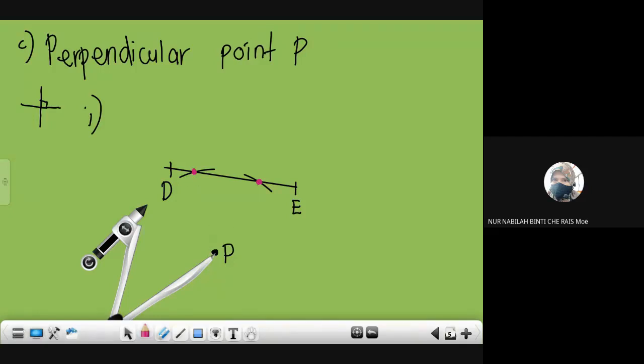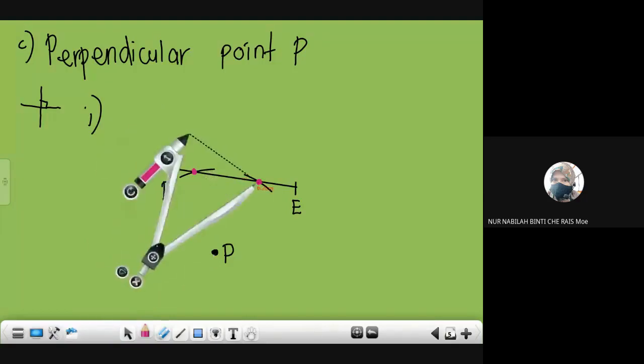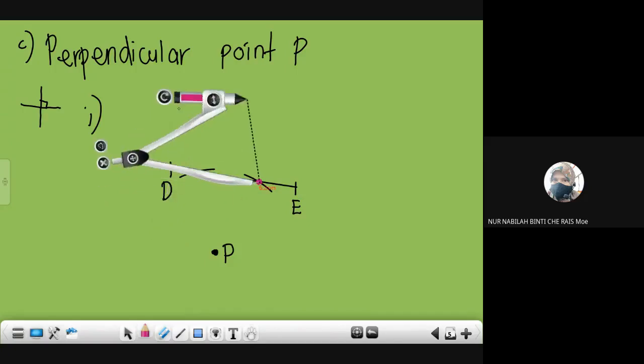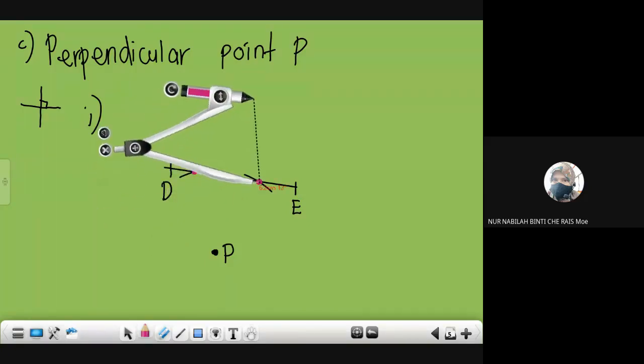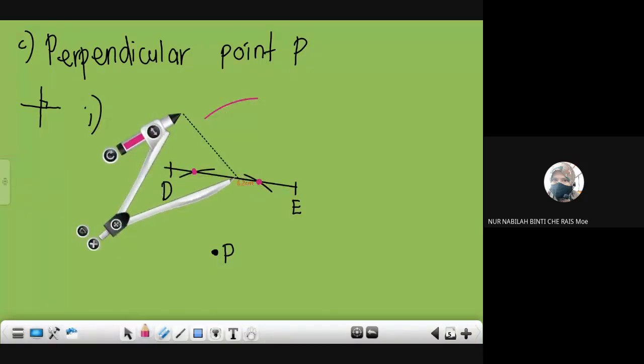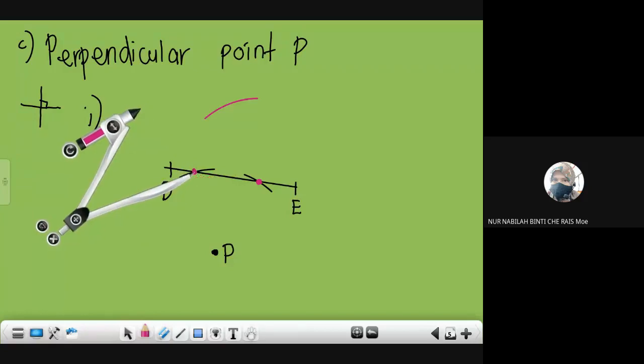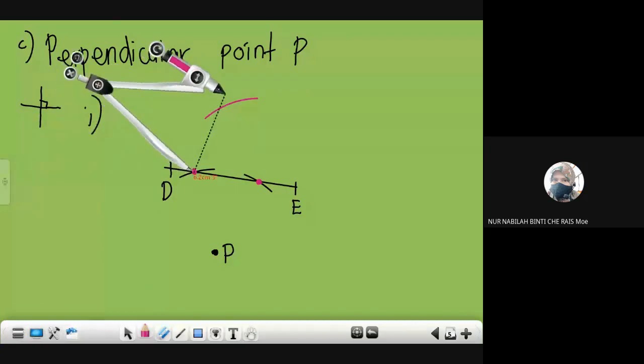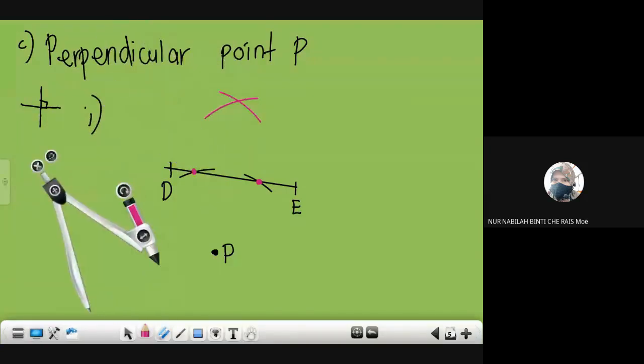Okay, and then after that, what you have to do is you put your compasses at the new point, here or here, and you draw an arch here. Okay, using the pink one, never mind. And another one is here. Both points, so you also draw an arch here. So you will get like that.